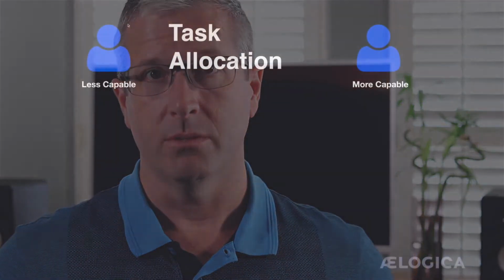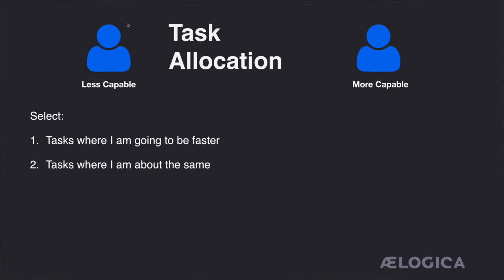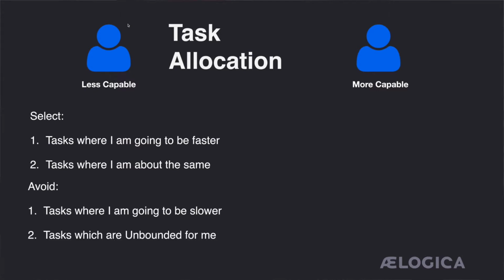Let's recap this in terms of how to allocate work to each developer to maximize utilization. The less capable developer should give priority selection to those few tasks for which they might be faster, followed by those for which they are about the same or not much slower, followed last by those for which they will be much slower. The less capable developer should avoid as much as possible any tasks which for them seem unbounded.